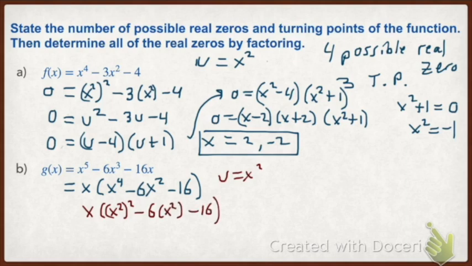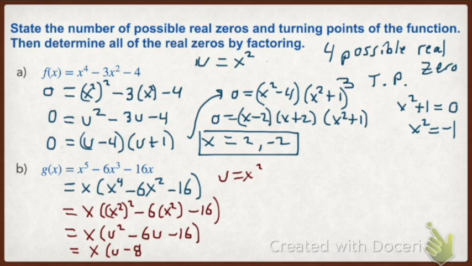Sometimes it's easier to visually see this happening. Now we change our x squareds into u's. This is u squared minus 6u minus 16. We did a u substitution. Now we factor what's in the parentheses, and what multiplies to negative 16 that adds to negative 6? Well, it would be negative 8 and positive 2.